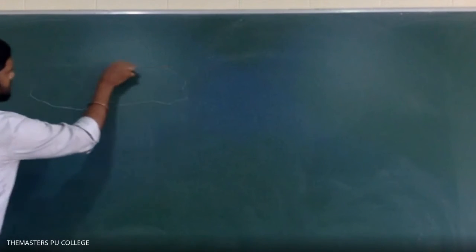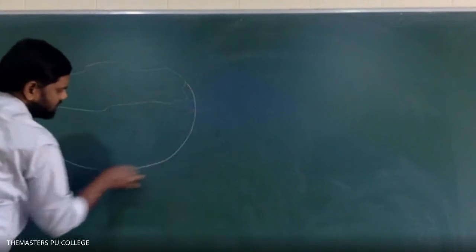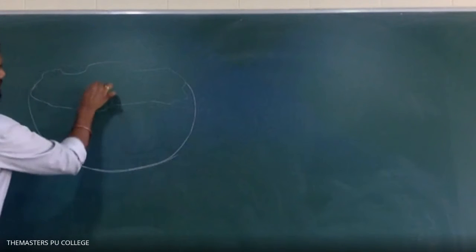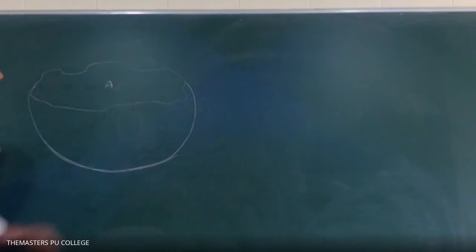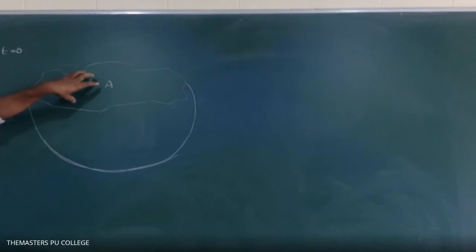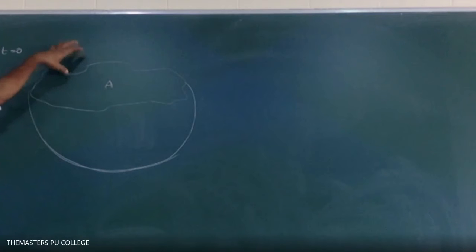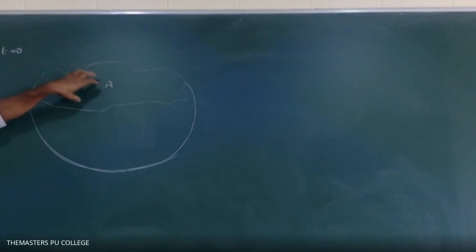So this is the lake. Let capital A be the area of the lake. At t equals 0, the water starts freezing. You know the anomalous expansion of water. The surface water is exposed to the atmosphere and will lose heat. That's why the water will start freezing at t equals 0.